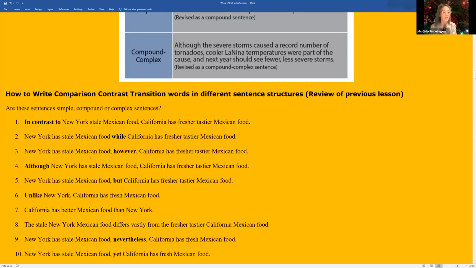All right. So number 4, is that a compound, complex, or a simple sentence? I forget whose turn it was.